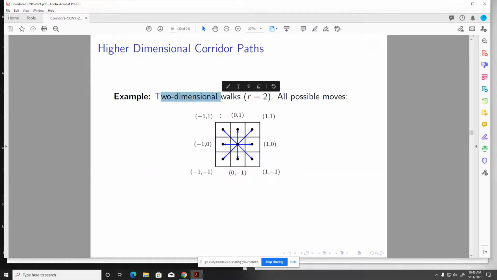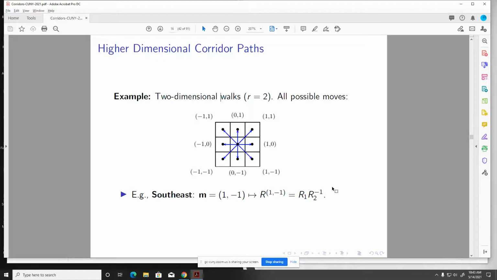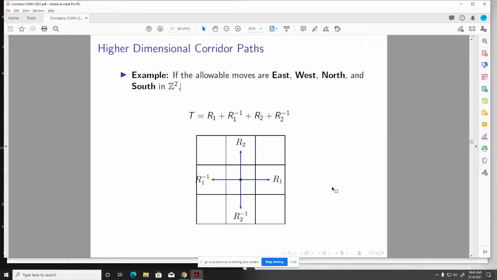If you think back to that 2-dimensional walk, 2-dimensional picture, the natural places I can move: north, northeast, east, etc. And so these are encoded by these move vectors. For example, southeast is 1, minus 1. And that corresponds to a transition operator of R1 R2 to the minus 1. Okay, so if we want all of our moves to be in cardinal directions, then we encode a transition operator that way with R1 plus R1 inverse plus R2 plus R2 inverse.